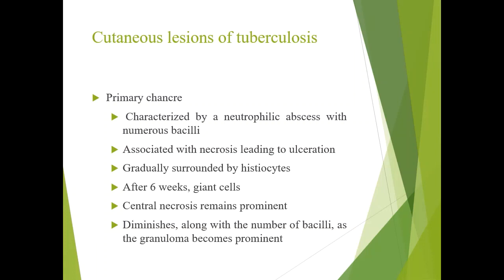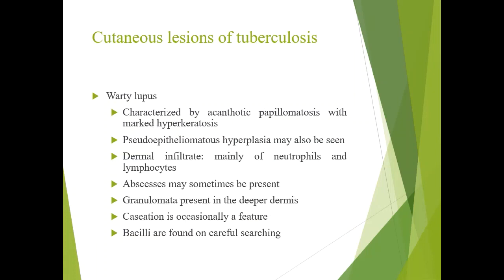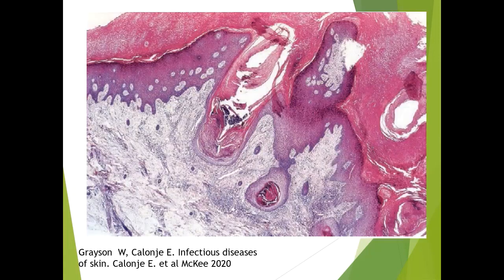What is lupus vulgaris? It is characterized by acanthotic papillomatosis with marked hyperkeratosis. There may be pseudoepitheliomatous hyperplasia, and a dermal infiltrate mainly of neutrophils and lymphocytes. Abscesses may sometimes be present, with granulomata in the deeper dermis. Caseation is occasionally present. Bacilli are found on careful searching. Here you can see there is hyperkeratosis of the epidermis with epidermal hyperplasia and acanthosis. A dermal infiltrate can also be seen.